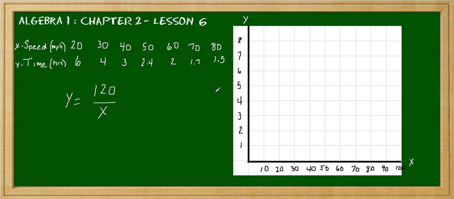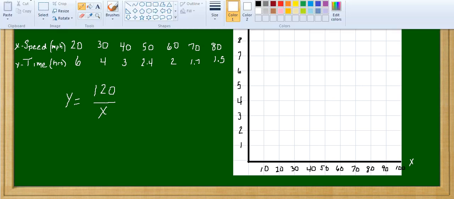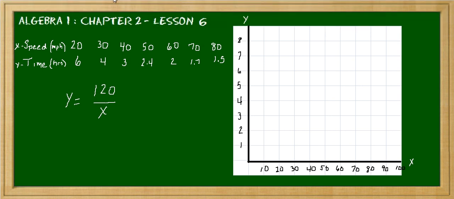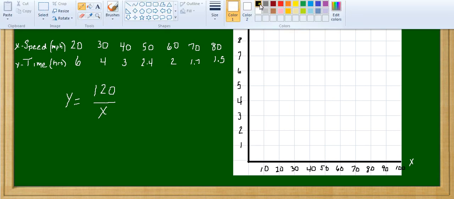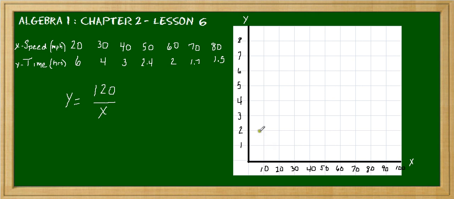So the first one was 20 across. That's our x value. Let me go and get my black marker here. Oops, we're going to start off with our first point. If we can just get the black marker. Okay, so the first point was 20, and we're going to go up to 6. So here would be our first point.